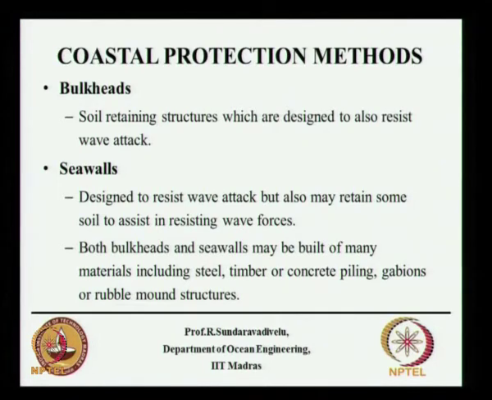There are many materials that are used for building the bulkhead and seawall. They can be made of steel, timber, concrete piling, gabion boxes or rubble mount structures. So we will be discussing the various types of seawalls, but we will concentrate on this rubble mount seawall with gabion boxes as toe protection in detail.